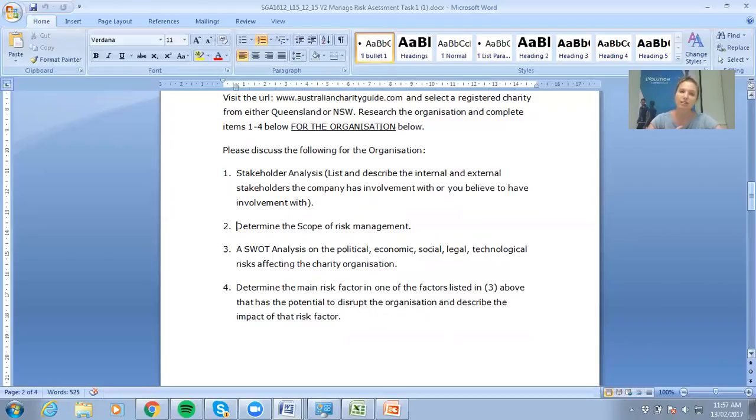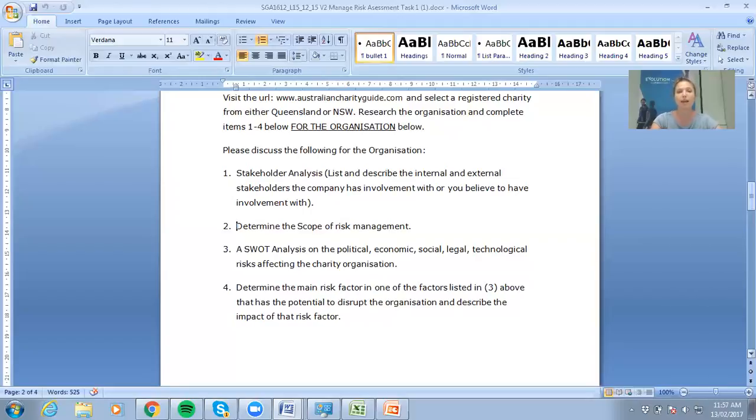When you start to look at the internal stakeholders, they are people such as the staff members that work for the organisation, and when you start to look at external stakeholders, we're looking at more potentially governing bodies that assist that organisation, or any sponsors outside of that organisation that assist that charity.